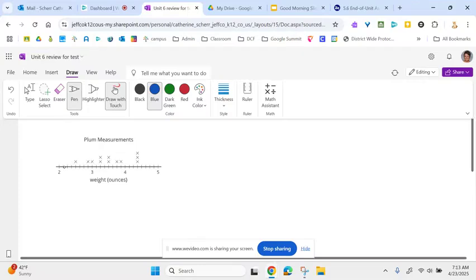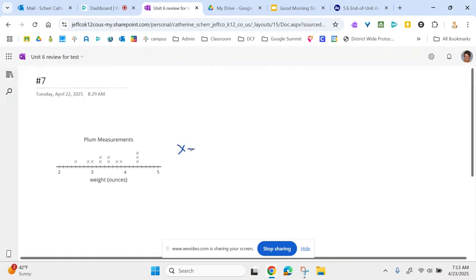A line plot is a way to organize your data. In this line plot, it's plum measurements. They have weighed plums that were picked, and it shows the weight in ounces. So our number line starts at 2 and it ends at 5. Each X equals 1 plum.